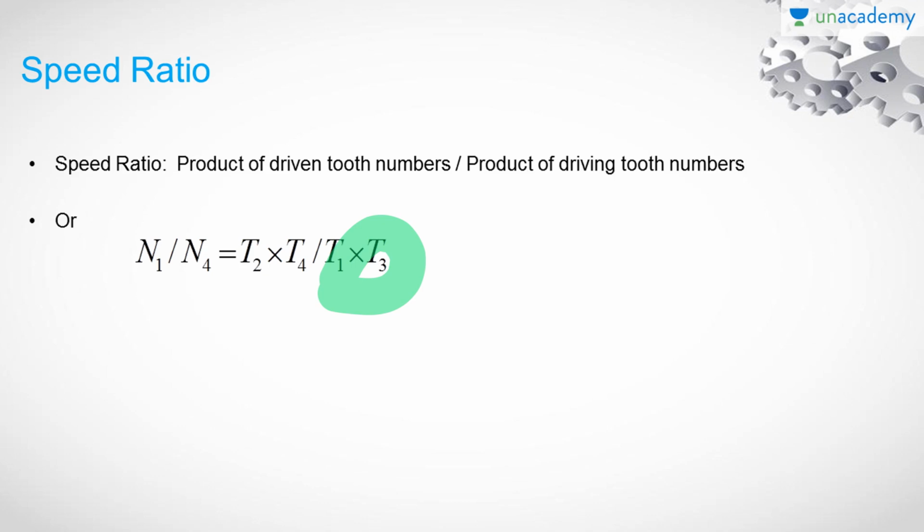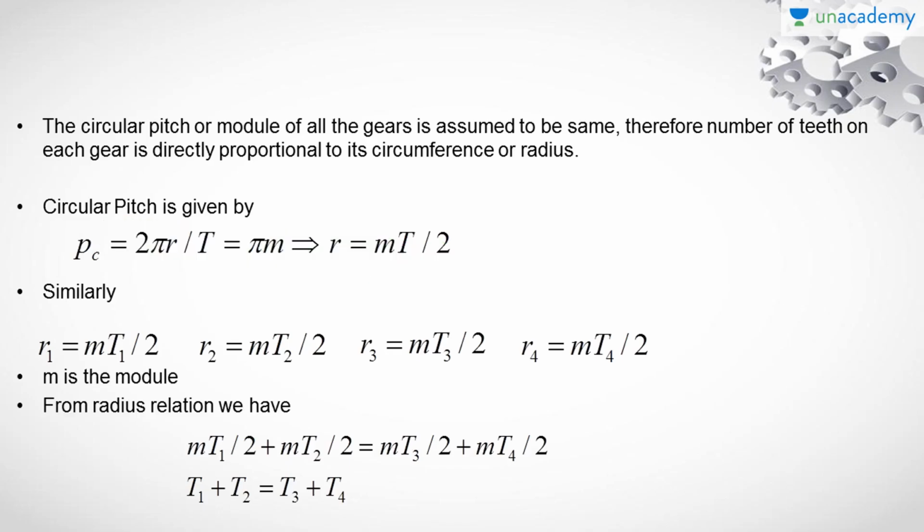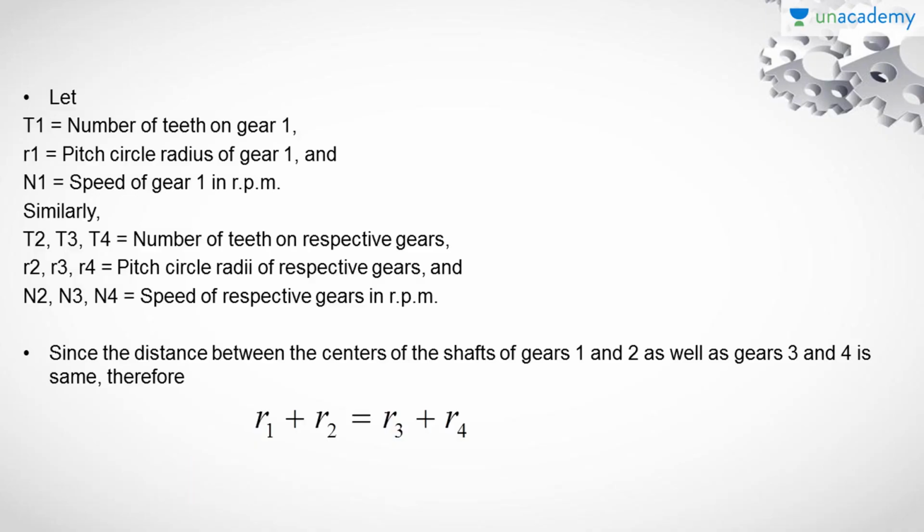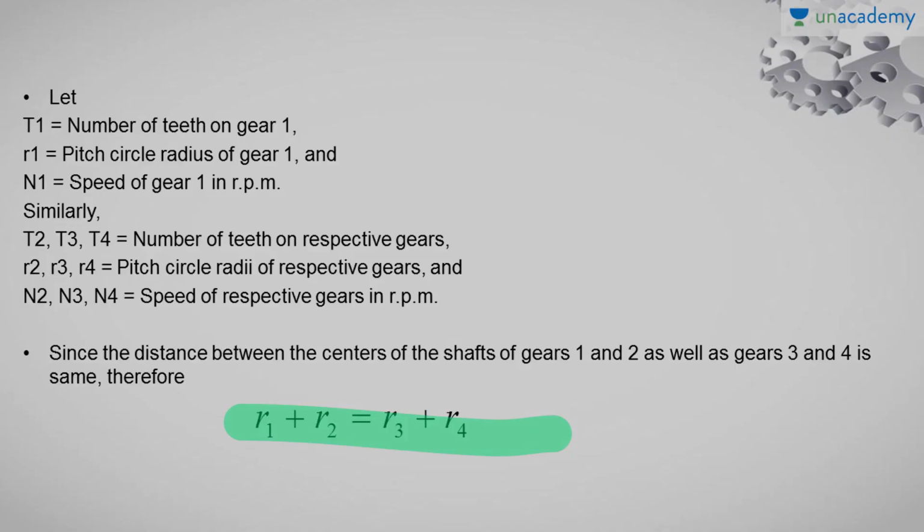Okay, so this is the speed ratio and this is the condition for the reverted gear train system, and this is also the condition for the reverted gear train system.